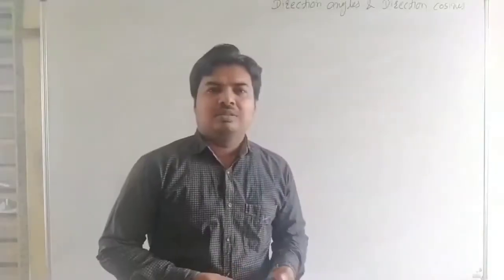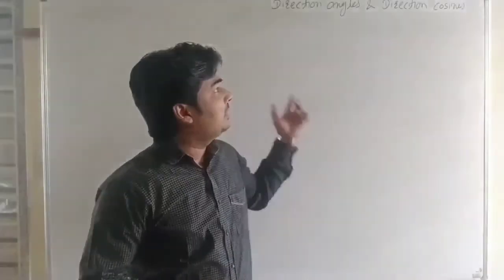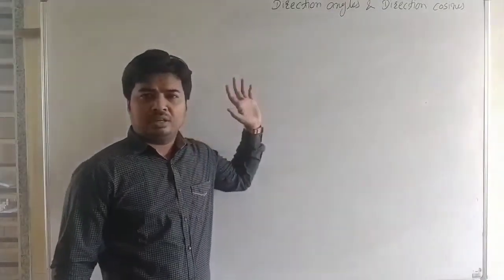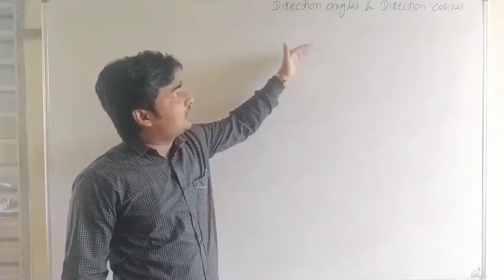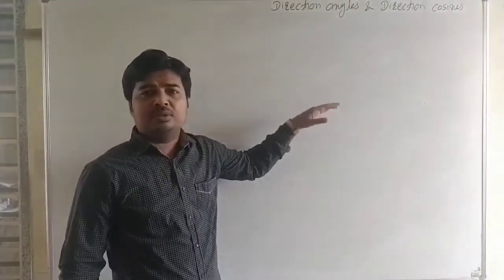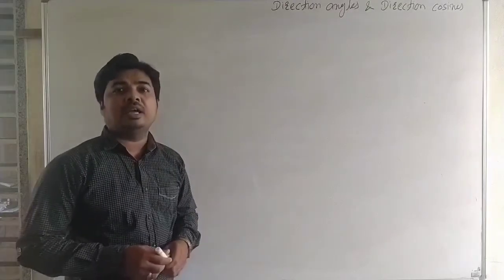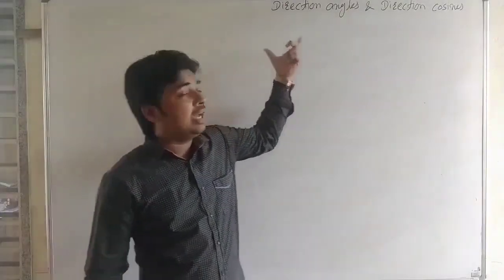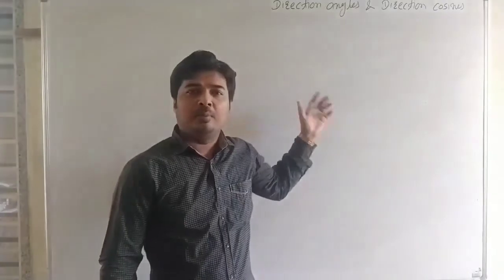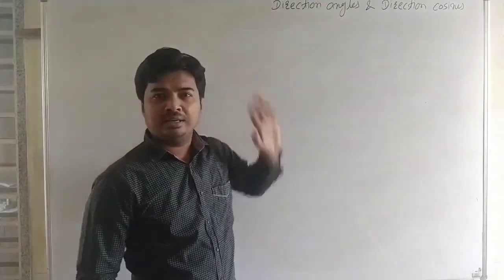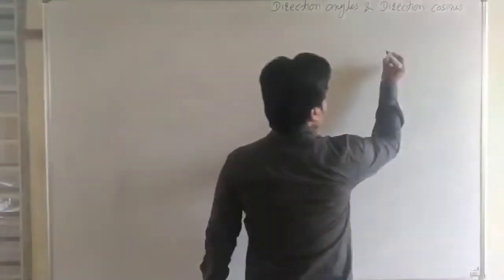Hello students, today we see the direction angles and direction cosines of a vector or a vector along a line. Here we cover direction angles, direction cosines, and the next concept, direction ratios. First we see what direction angles are. Direction angles of a vector are the angles made by the vector with the positive direction of the x-axis, y-axis and z-axis.